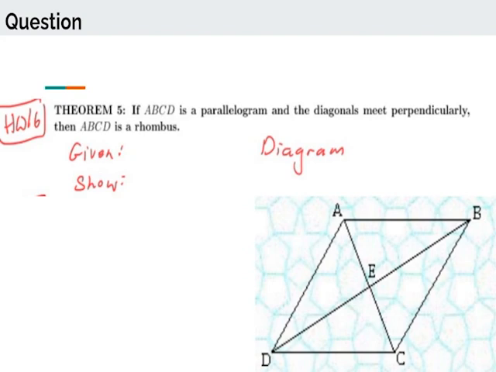Project 8, Homework 16. So let's get started. The question asks: theorem, if ABCD is a parallelogram and the diagonals meet perpendicular, then ABCD is a rhombus. So that's what the question states. It's asking you to state that if ABCD is a parallelogram and its diagonals meet perpendicularly, that's a given, and then they want you to show that ABCD is a rhombus.